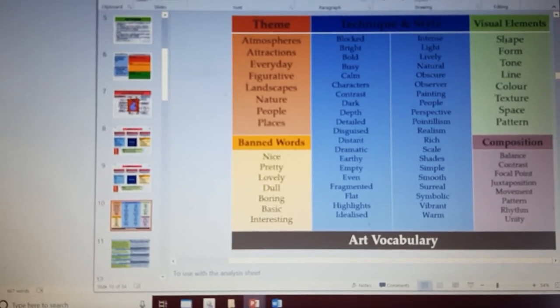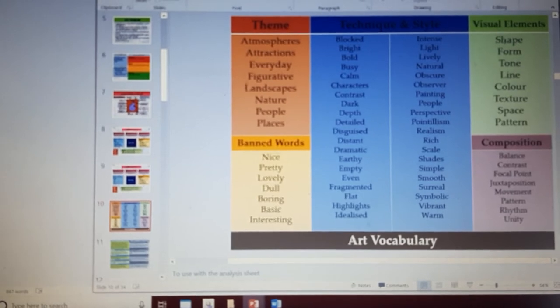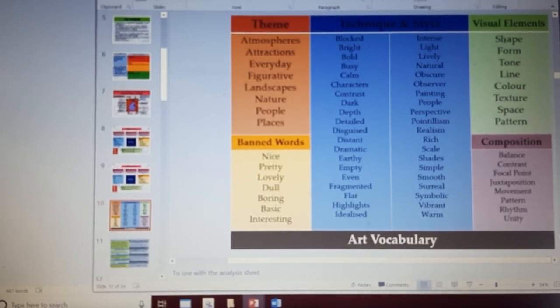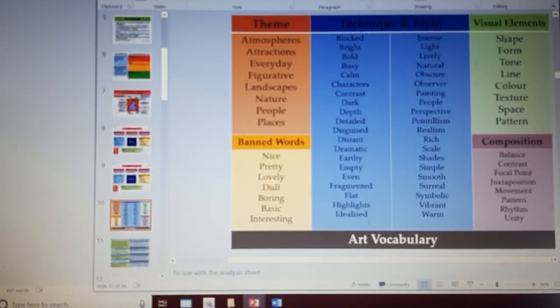Language is really, really important when you're doing your analysis. And if I'm seeing words like nice, pretty, lovely, dull, boring, basic, interesting, it doesn't show that you've actually really thought about it. You just took a glance, or, oh, I can't be bothered with this.